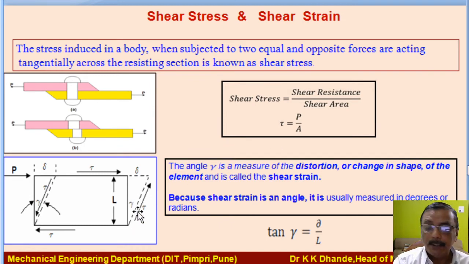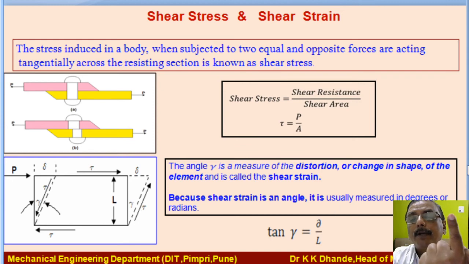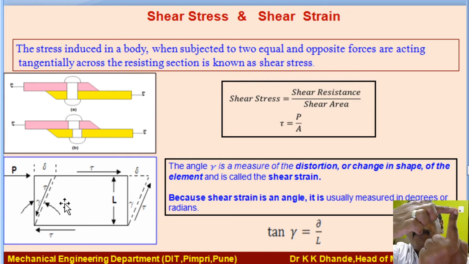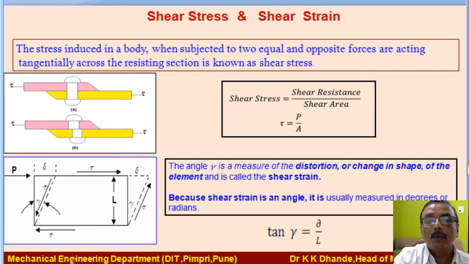Now here, this is my body, and I am applying the load on it. Observe that figure also simultaneously. When the force is acting on its side, the base of that body remains constant and the upper side is deflected, or you may say it is deformed. When the tangential force is acting on its side, this body deforms. That point goes to this side, and it becomes deflected through angle gamma.